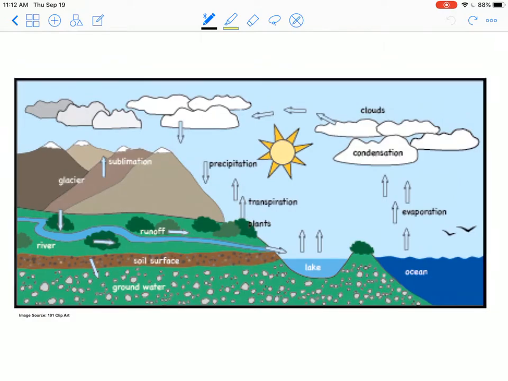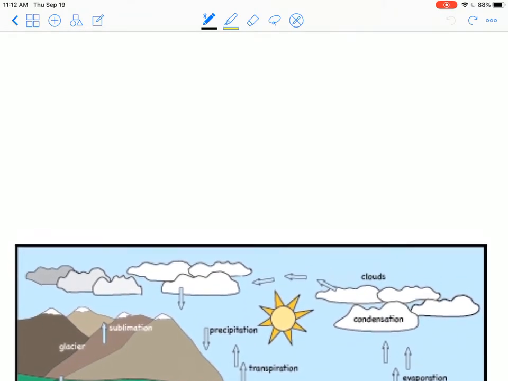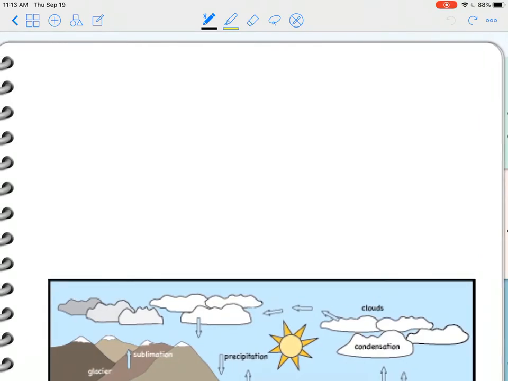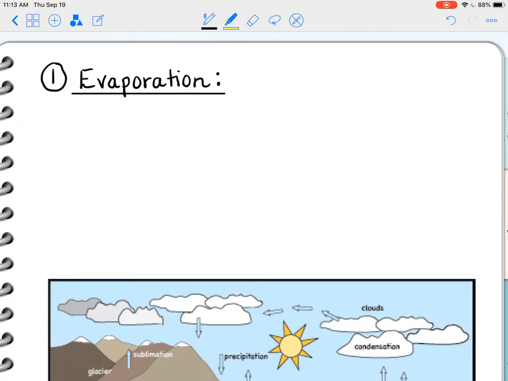So I'm going to start my discussion of the water cycle with evaporation. So I'm going to say step 1 is evaporation. And we have a morpheme in here. So before we even go any further, I want to highlight my morpheme. And it is vapor or vapo. I'm just going to put vapo.